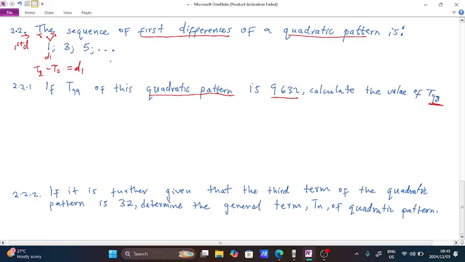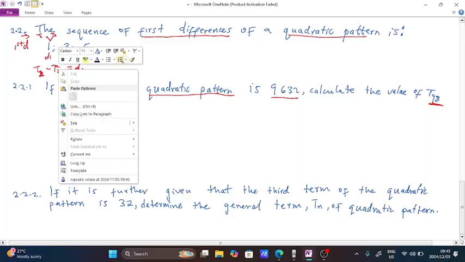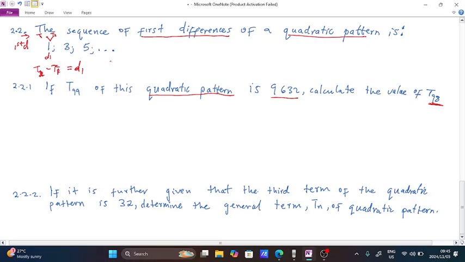So we know the terms here like this. This is term 2, this is term 1. And then again, T3 minus T2 will give us difference number 2. Again, meaning term number 98 and 99.